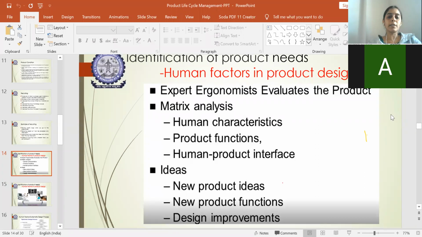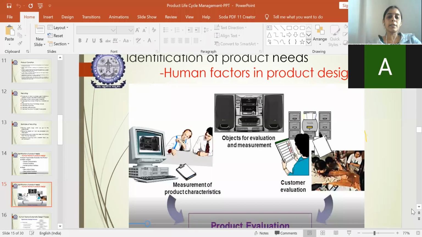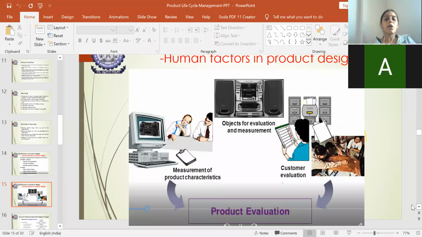And next, human factors are also associated in the evaluation of a particular product. So how a particular product's performance will be evaluated, it will have its own evaluation strategies. So one could be the measurement of the product characteristics, objects for evaluation and measurement, and customer evaluation. So what do you mean by measurement of product characteristics?